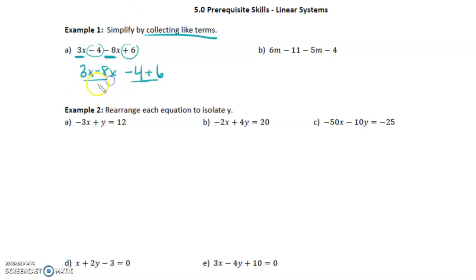Okay, these two both have an x on it, so 3 minus 8 is negative 5. We get negative 5x, and then just putting this into your calculator, negative 4 plus 6, we get positive 2. Okay, so negative 5x plus 2.